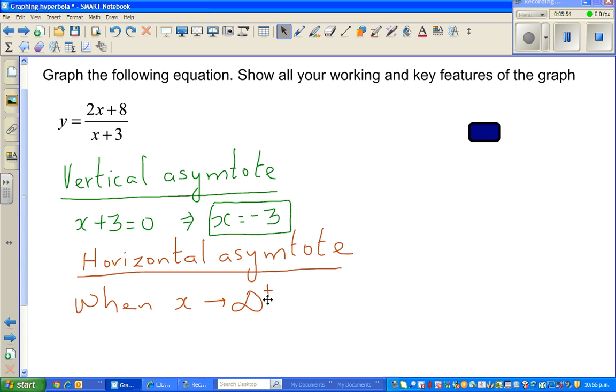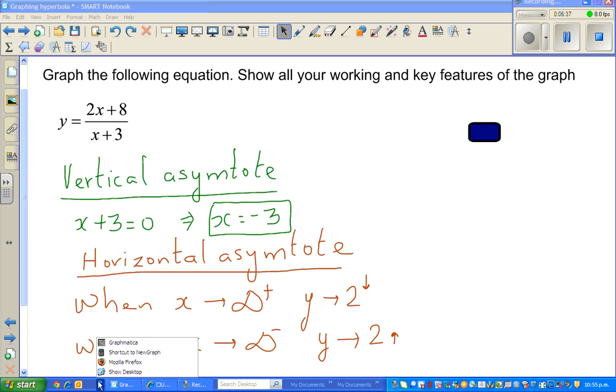So I'm going to write it like this. I can say when x is approaching positive infinity, y is approaching 2 from above. This is my own notation. So what will happen when x is approaching negative infinity? Okay, you can see I'm making a guess, y would be approaching 2 from below. I'll show this notation like this.